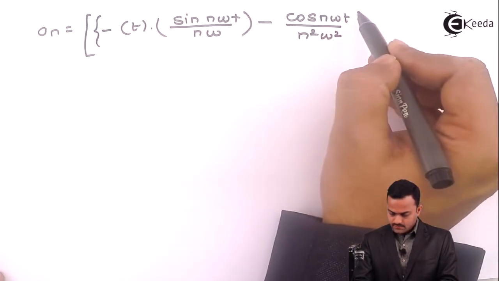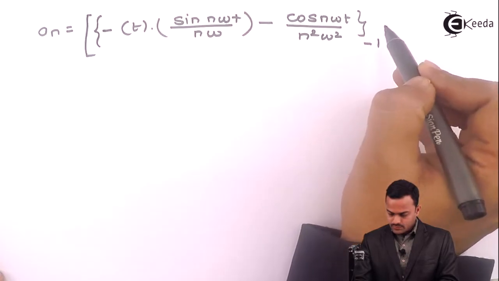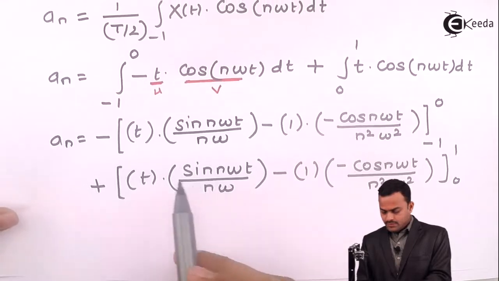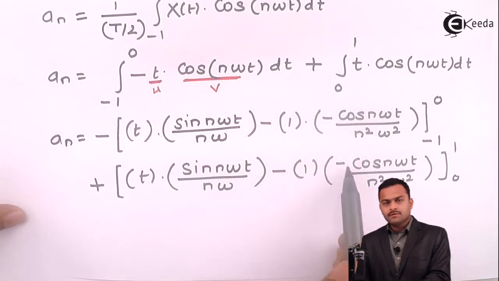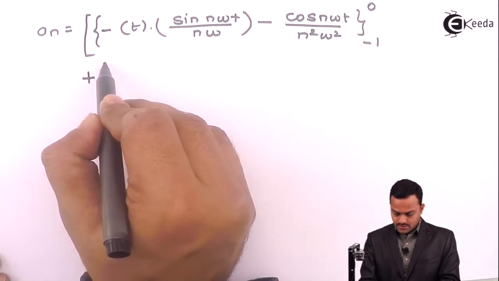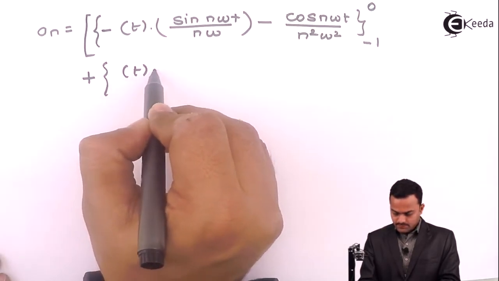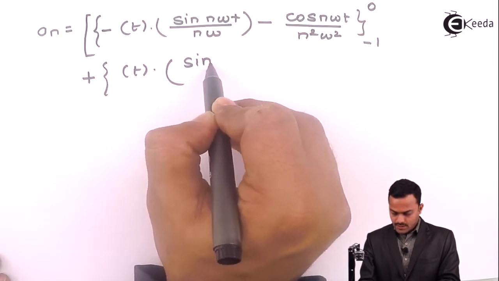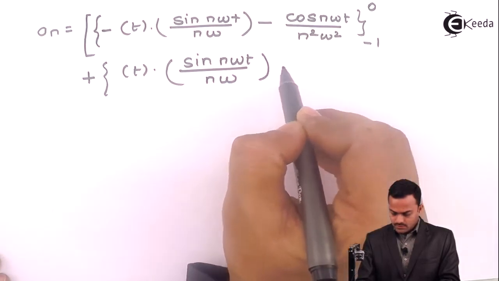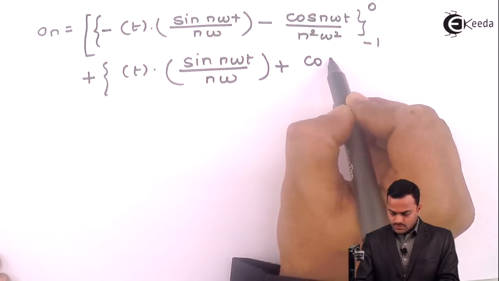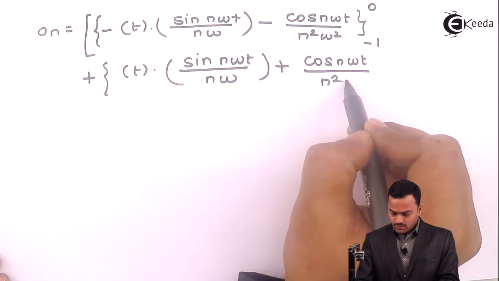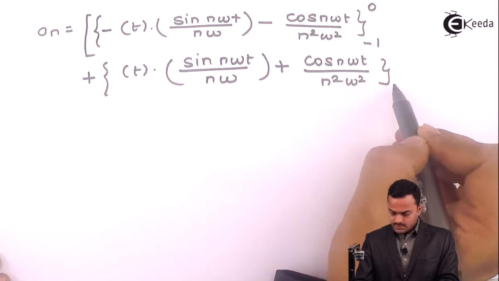So to this, we have to apply the limit minus 1 to 0. Similarly over here, plus sign is there, minus will become plus. So in the end, I can do this as a plus in bracket t sine n omega t divided by n omega plus cos n omega t upon n square omega square. Limits are 0 to 1.